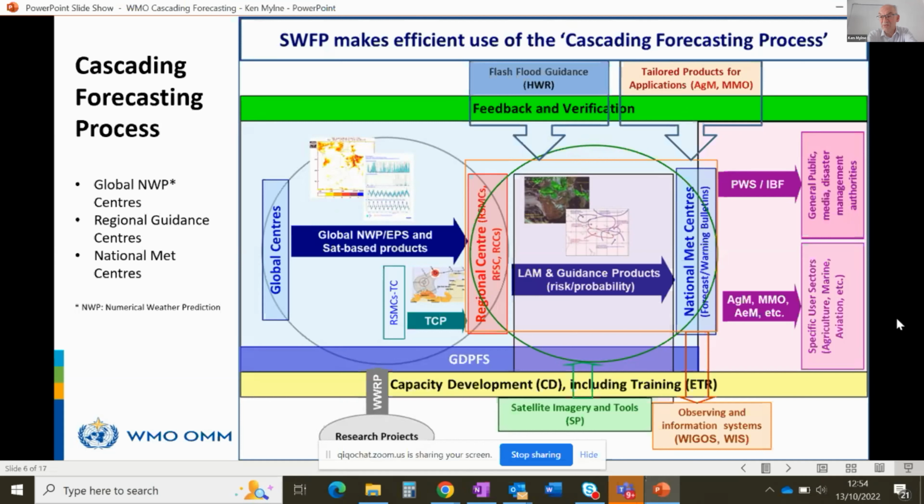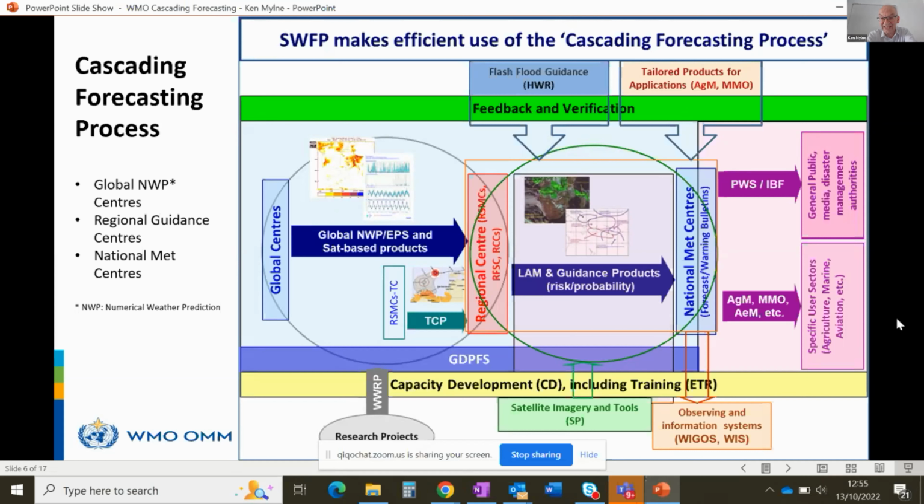So this is a way of making sure that every country should have access to the data that they need, the real-time live data, operational data that they need in order to be able to provide basic warning services within their countries. The rest of the diagram indicates some of the supporting things that go around this.